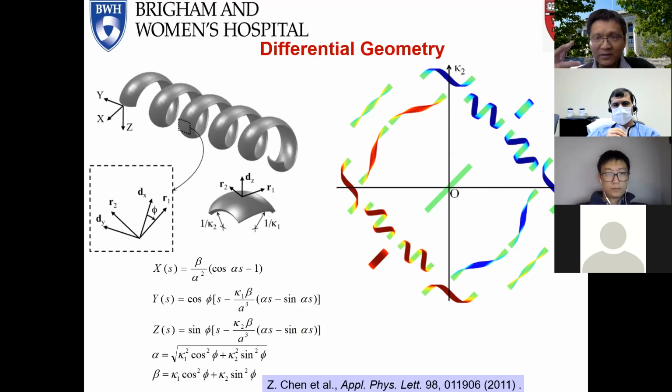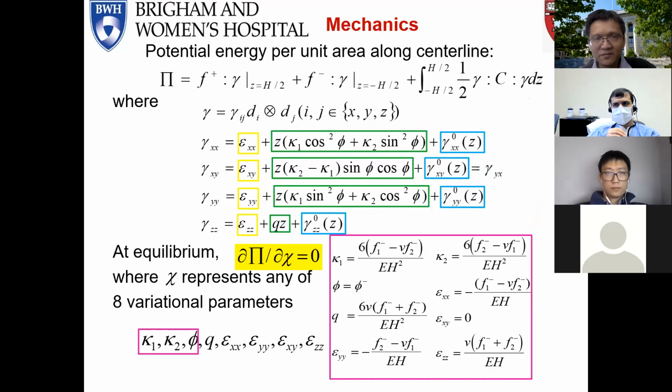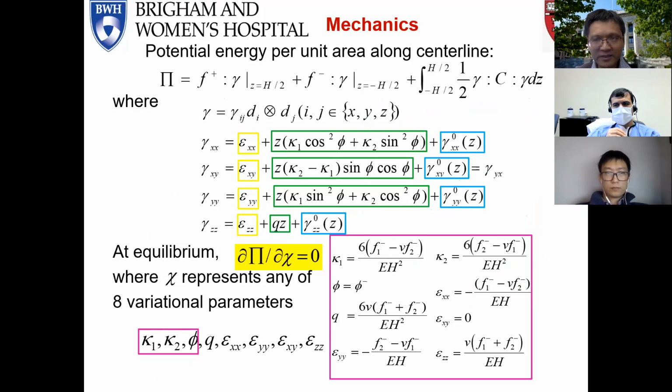The next question is, how do we get these shapes from the mechanical parameters, such as Young's modulus and Poisson's ratio? For that, I built a mechanics model. Without going into the details, we were able to write down the total energy associated with this deformation, and that takes into account the in-plane strain, the strain due to bending, and the residual strains. Then we can minimize the energy to find the unknown parameters and get analytical solutions.